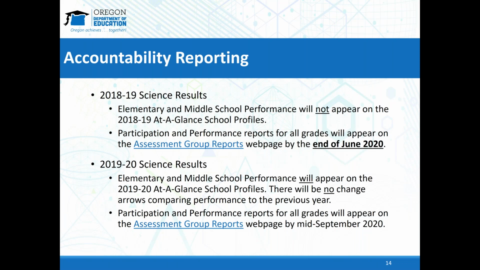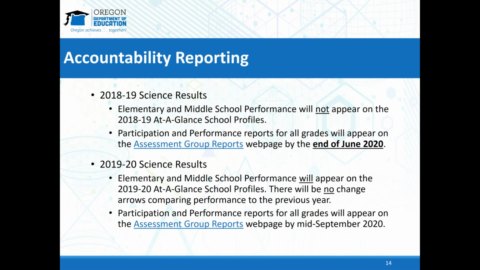We will post the school, state, and district level reports for 18-19 Science on the Assessment Group Reports webpage on the ODE public website before the end of June. The data for these reports is displayed on the AGR Summary tab in the Science ADI validation.